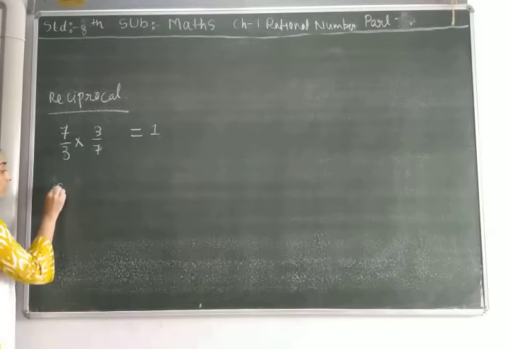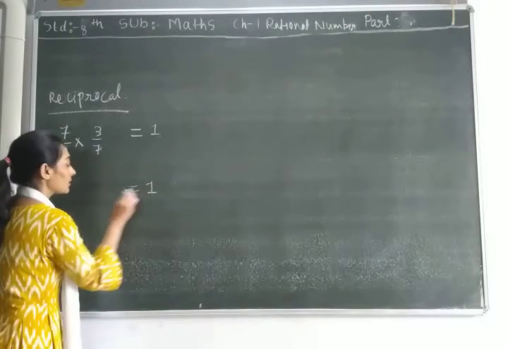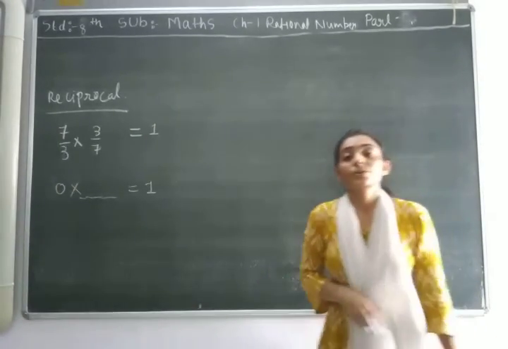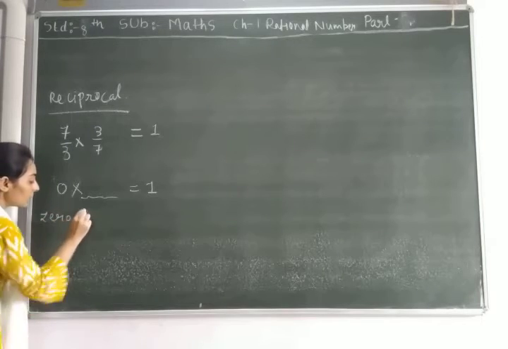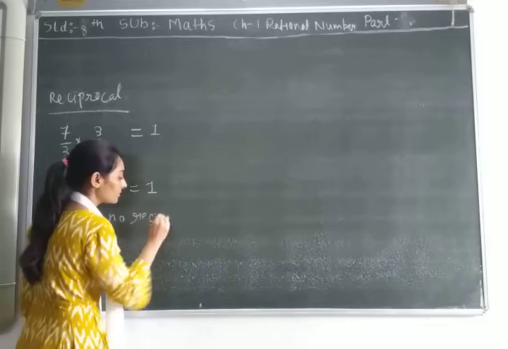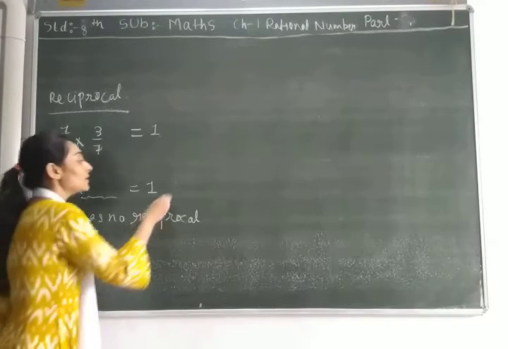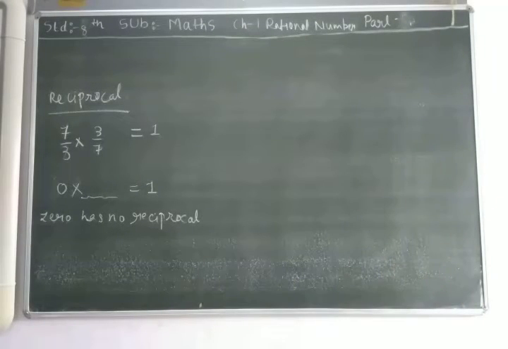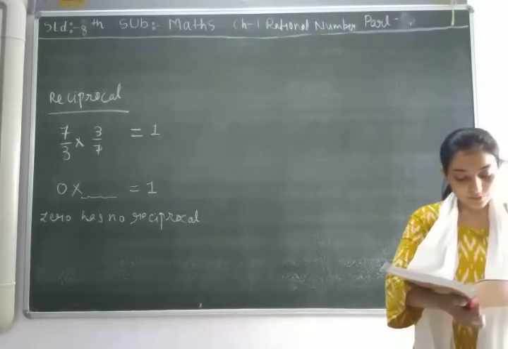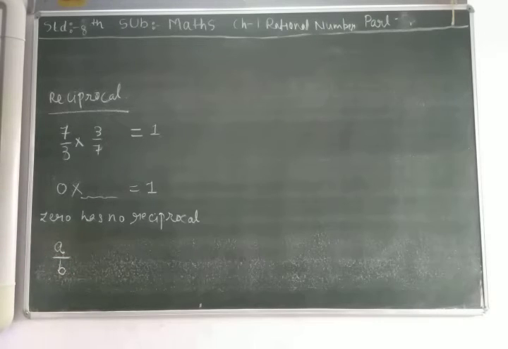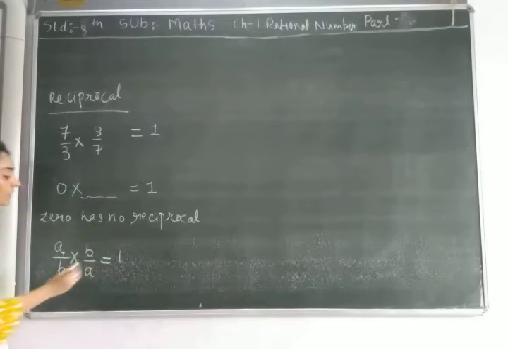So what is the reciprocal of 0? Is there any number I can multiply with 0 so that the resultant value is 1? No. So we can say that 0 has no reciprocal, because when you multiply 0 with any number, we get 0 only. So 0 has no reciprocal. Okay, so from this one we can say, when I multiply any number with its reciprocal, the resultant value is 1.